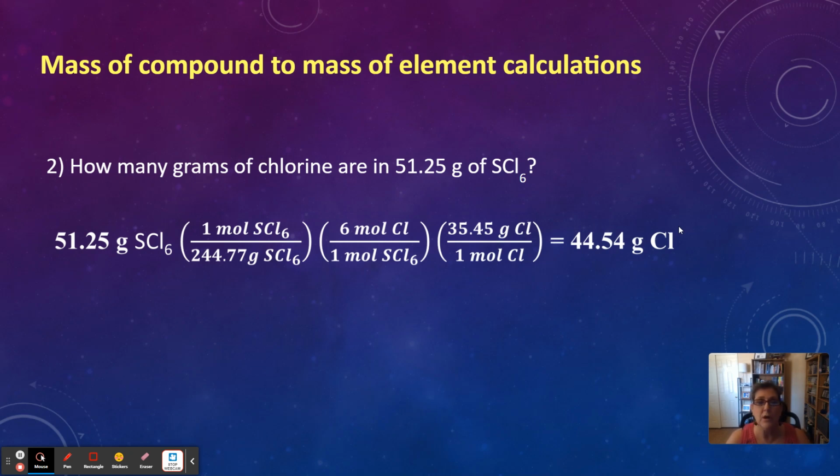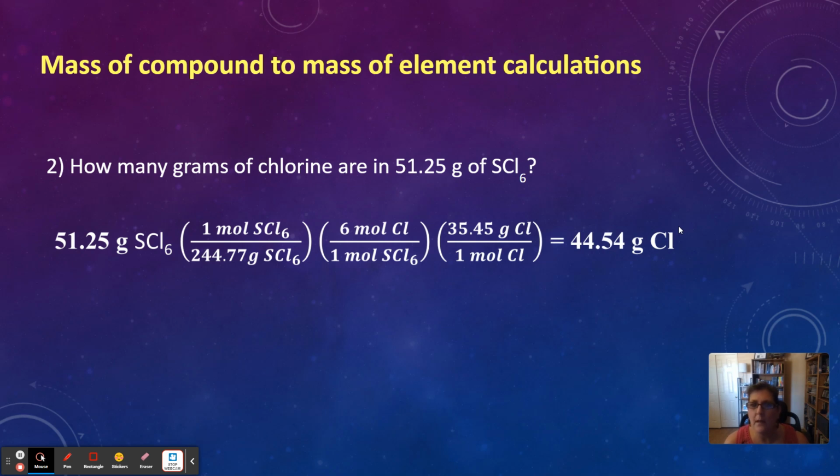Second step, mole ratio. How many Cls are in SCl6? 6. Yeah, you got 6 moles of chlorine over 1 mole of SCl6. Moles of SCl6 cancel out. So we have moles of chlorine, but we need grams. So the molar mass of chlorine is 35.45. That's for 1 mole of chlorine. So 35.45 grams of chlorine over 1 mole of chlorine. Moles of chlorine cancel out. We get our grams of chlorine. You punch that in your calculator and you get 44.54 grams.